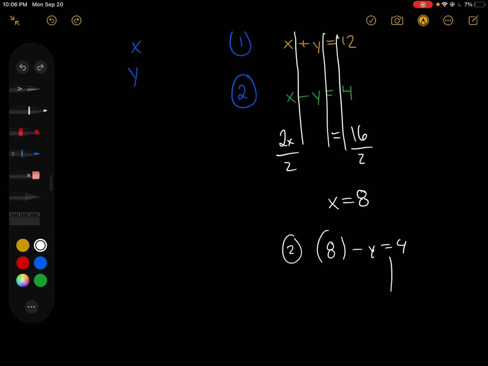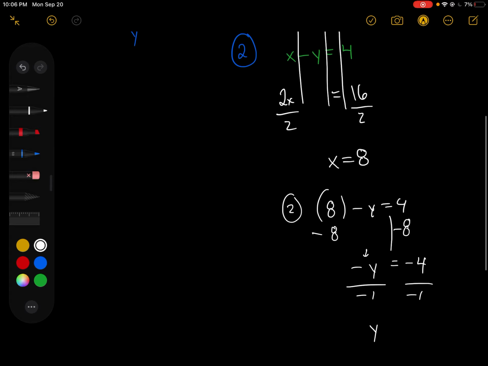To solve this, subtract 8 from both sides to get y alone. We'll have minus y equals minus 4. And then divide both sides by negative 1, because there is a little invisible 1 hiding there. We want to get just y, not negative y.